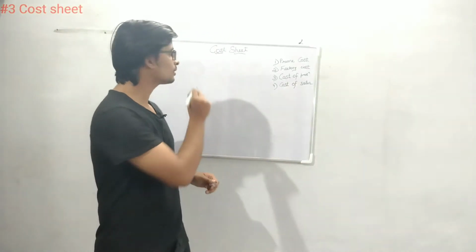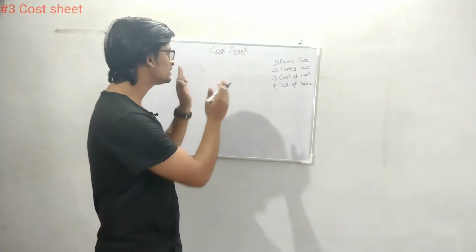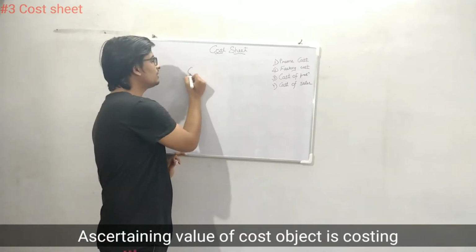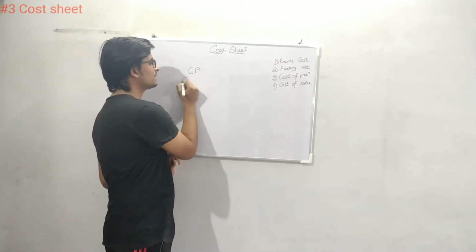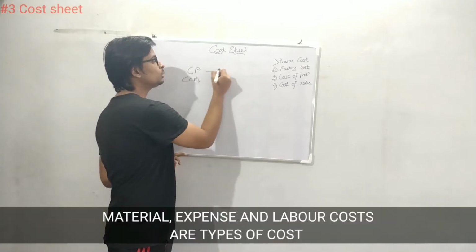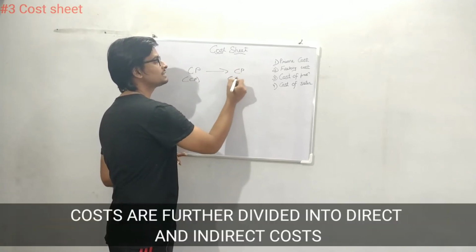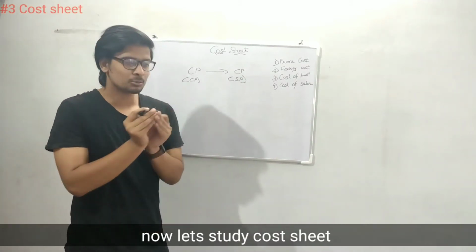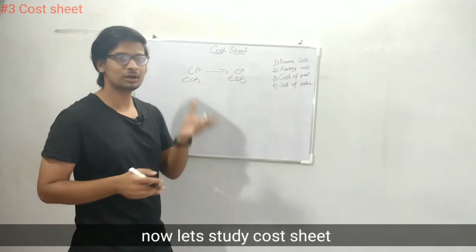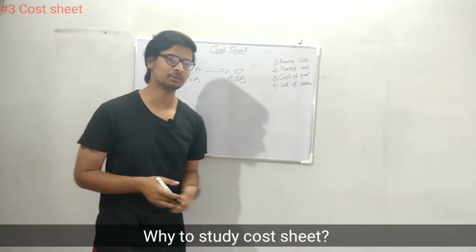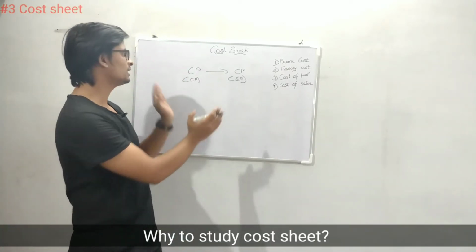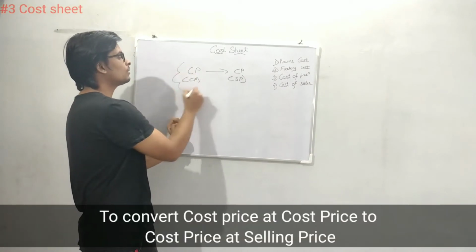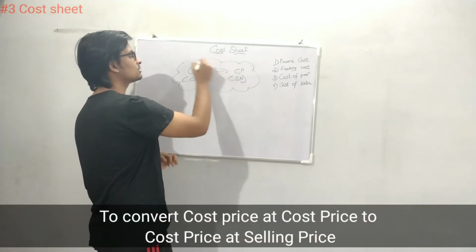So what is a cost sheet actually? The function of preparing a cost sheet is converting cost price at cost price into cost price at a selling price. We learned this somewhat in the foundation, in the inventory chapter in accountancy. We make a cost sheet for this purpose, converting cost price at cost price to cost price at selling price.